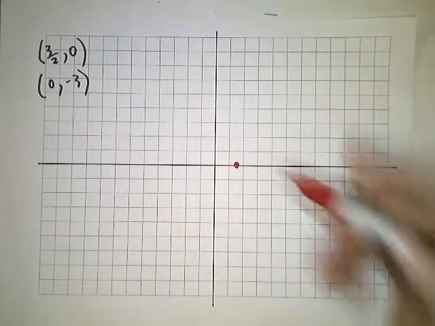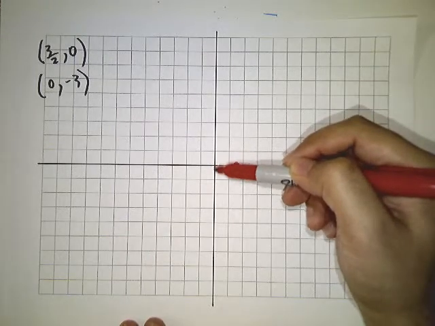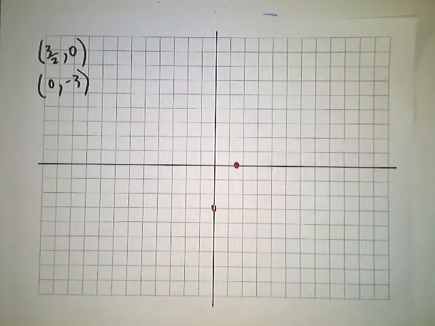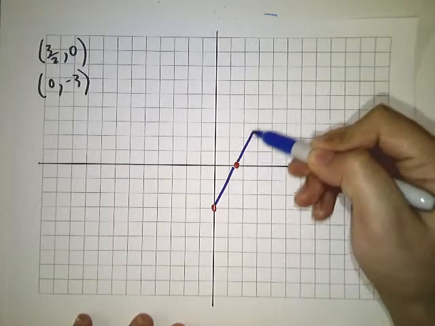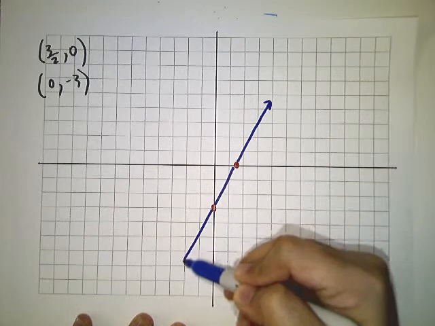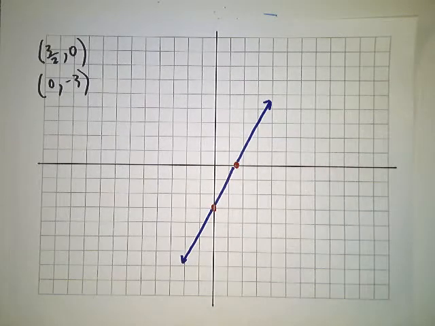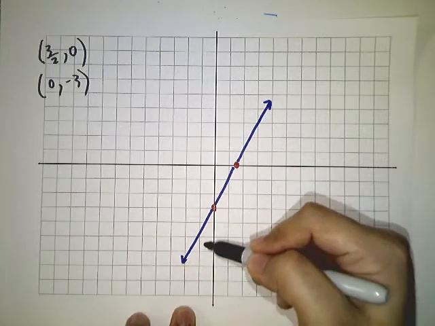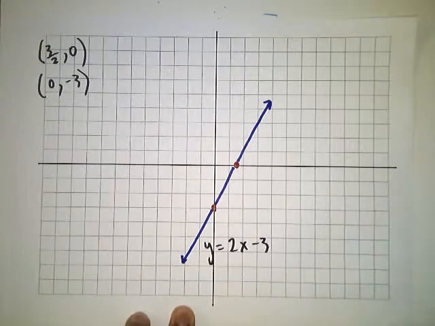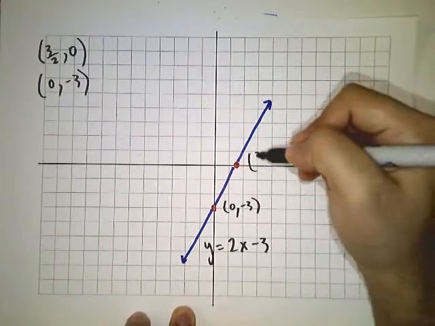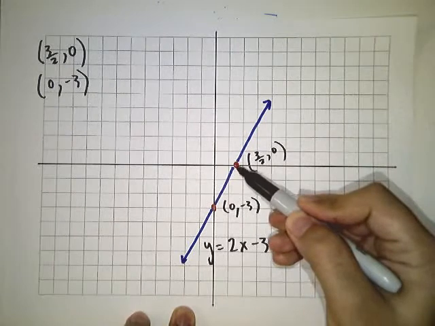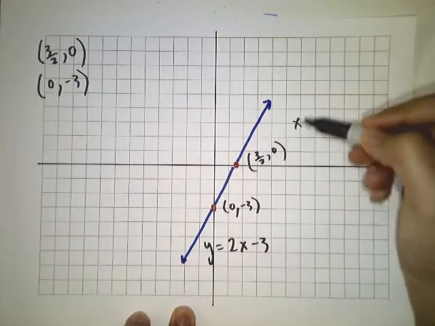For the second point, 0, negative 3. So 0 left to right, and then 3 down. 1, 2, 3. We'll connect our 2 points. Again, notice the arrows on the ends. The equation of this line, if you check back in your notes, was y equals 2x minus 3. This point was 0, negative 3. This point was 3 halves, 0. This is the x-intercept, and this is the y-intercept.